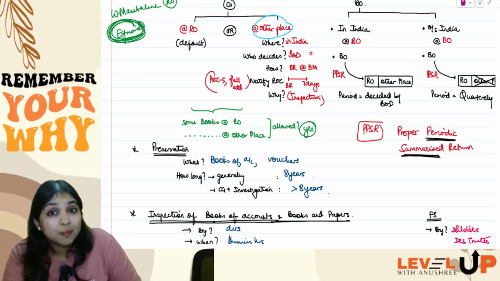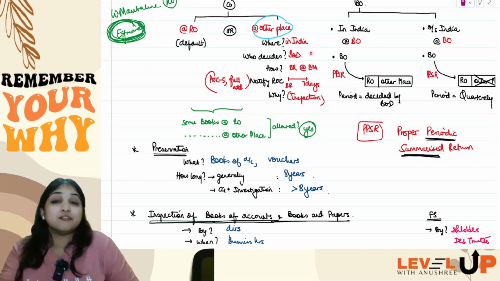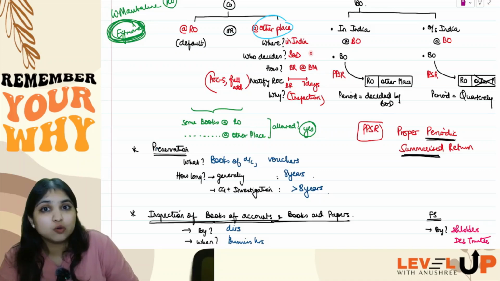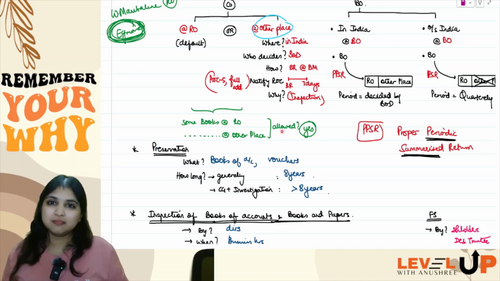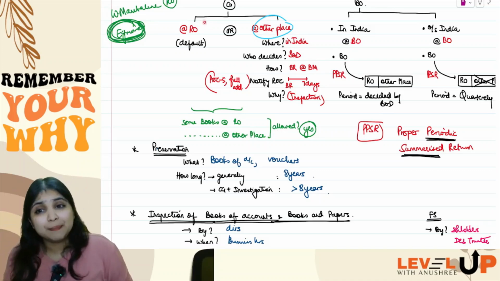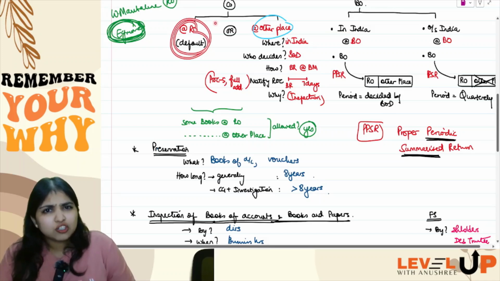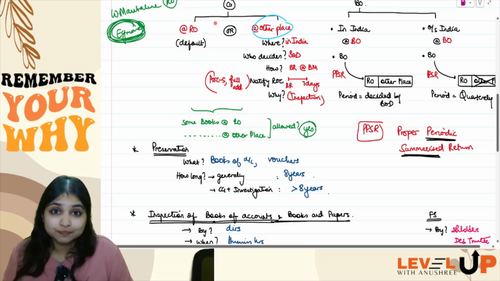Once this resolution is passed, whom should we inform? ROC. Within how many days? 7 days. How should we inform? AOC 5. What should we also tell the ROC? Full address of the place where the books are kept. But if I am keeping my books in the registered office, then also should I inform ROC? No.